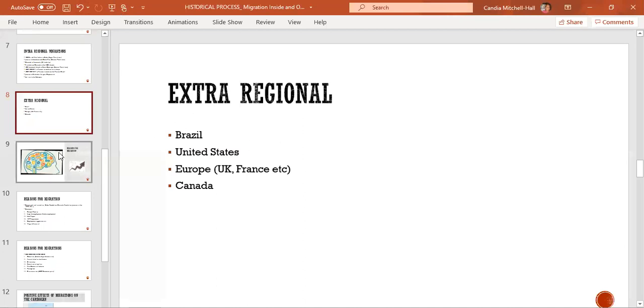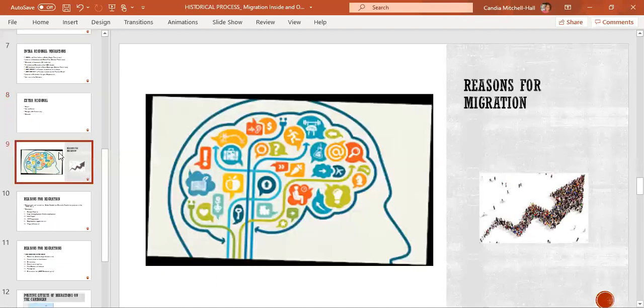Next, reasons for migration. What are some of the reasons why people migrate?